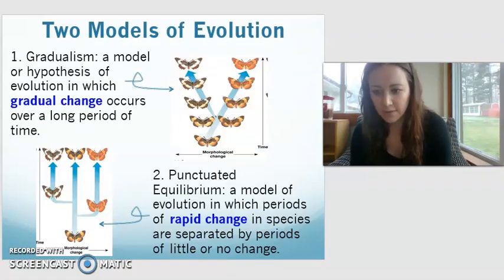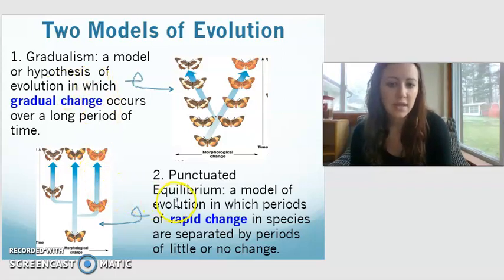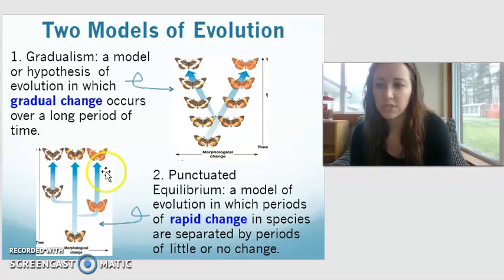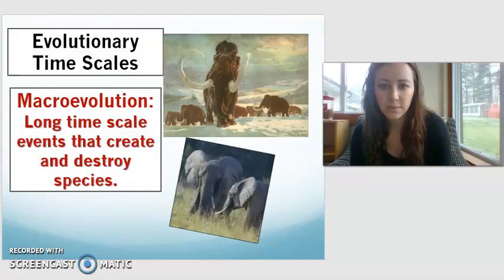There are two major models of evolution. You see gradual change that can occur over long periods of time, and also what's known as punctuated equilibrium. This is rapid change that's separated by periods of little to no change. We'll maybe touch on that a little bit more later.